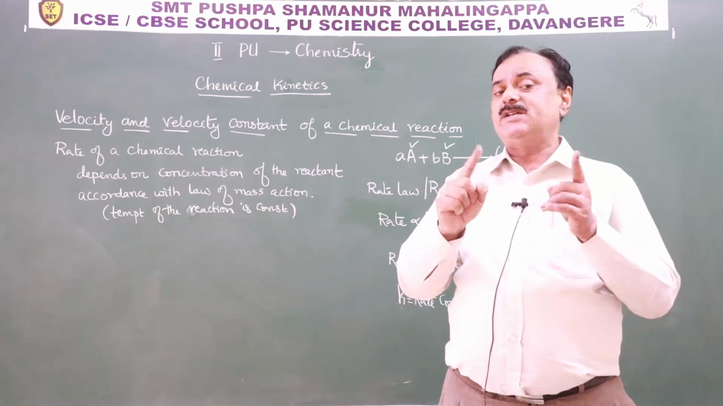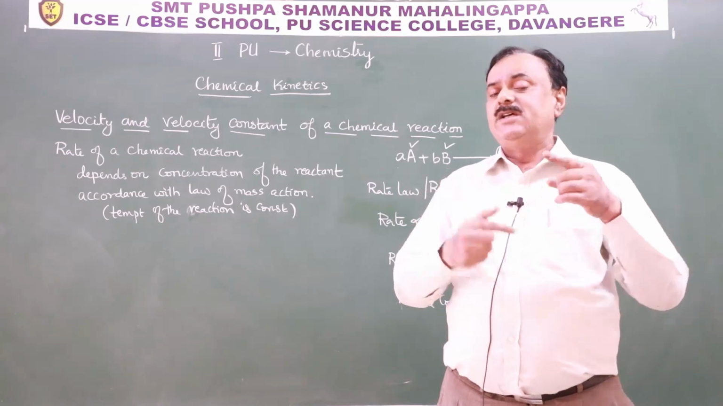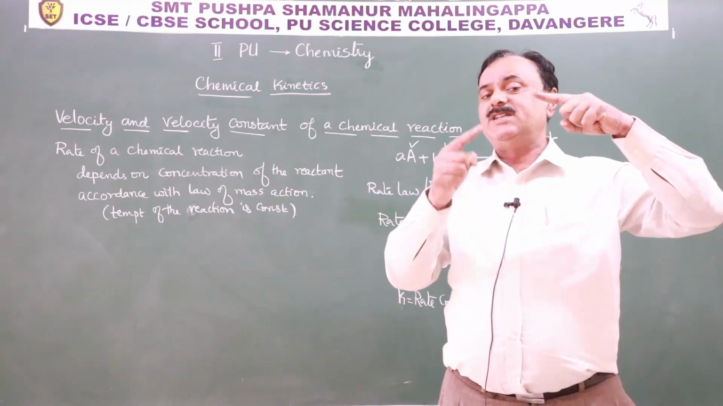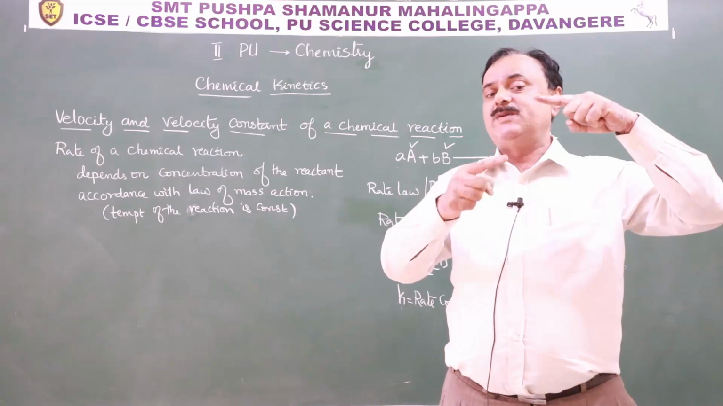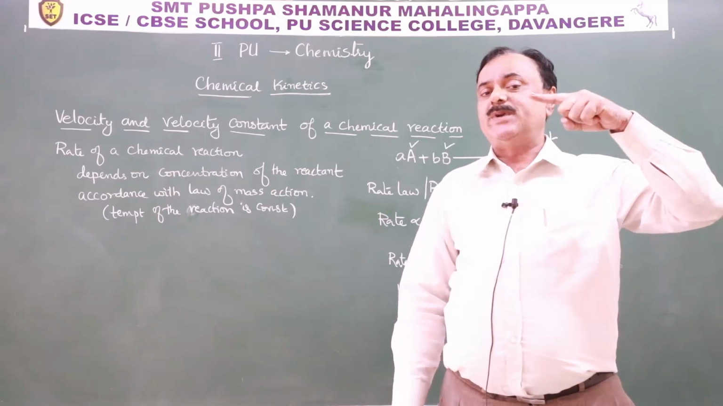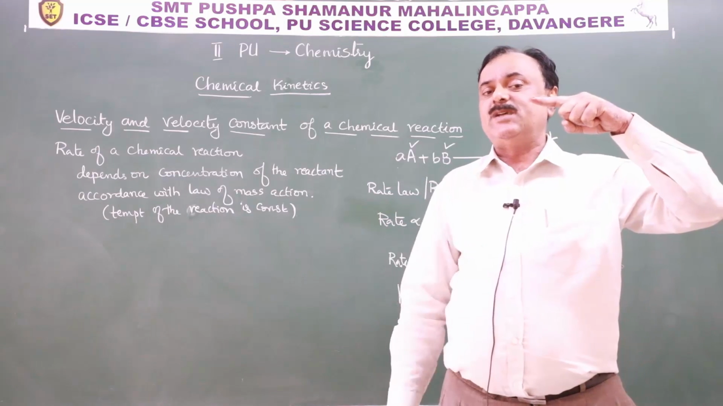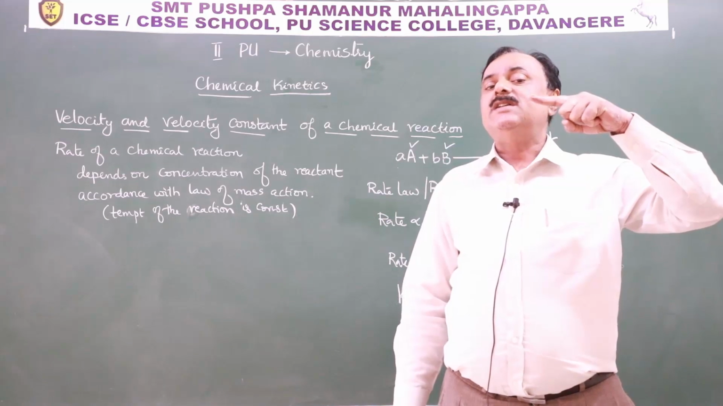Rate of a chemical reaction, or rate constant of a chemical reaction. The rate constant of a chemical reaction is independent of the concentration of the reactant. The velocity constant of the chemical reaction depends upon temperature. The velocity constant of the chemical reaction also depends upon the catalyst.